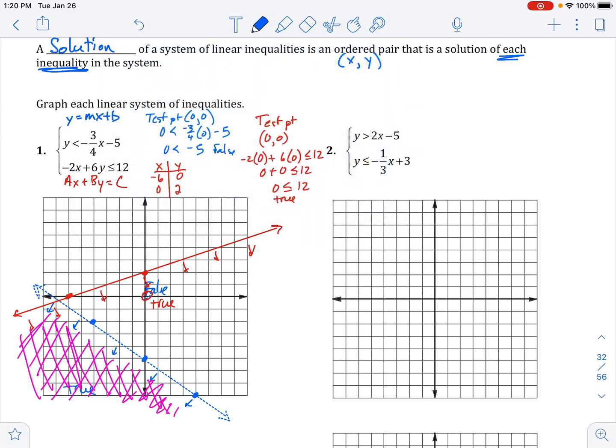Let's take a look at problem number 2. In problem number 2, first line is again in slope-intercept form. So I'm going to plot my y-intercept at -5. And here I'm going to use a slope of 2. That means I'm going to be going up 2 over 1, up 2 over 1, up 2 over 1.